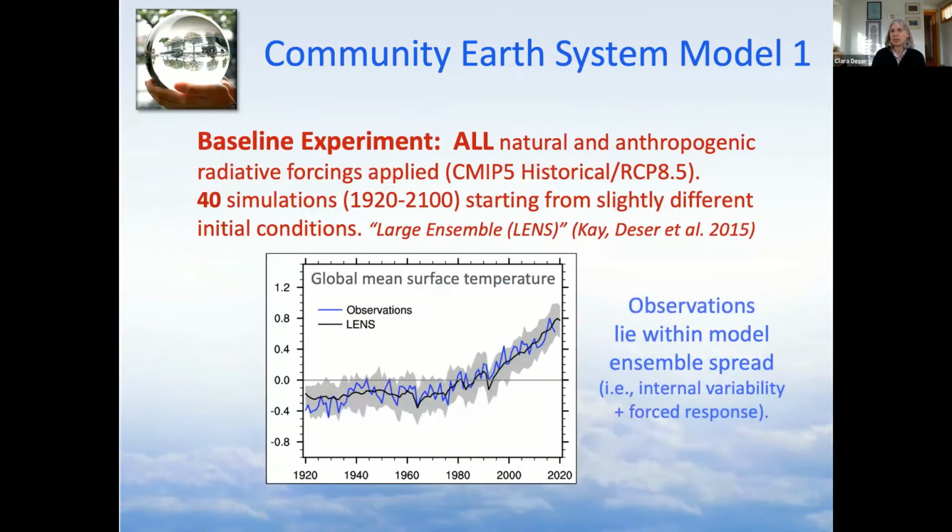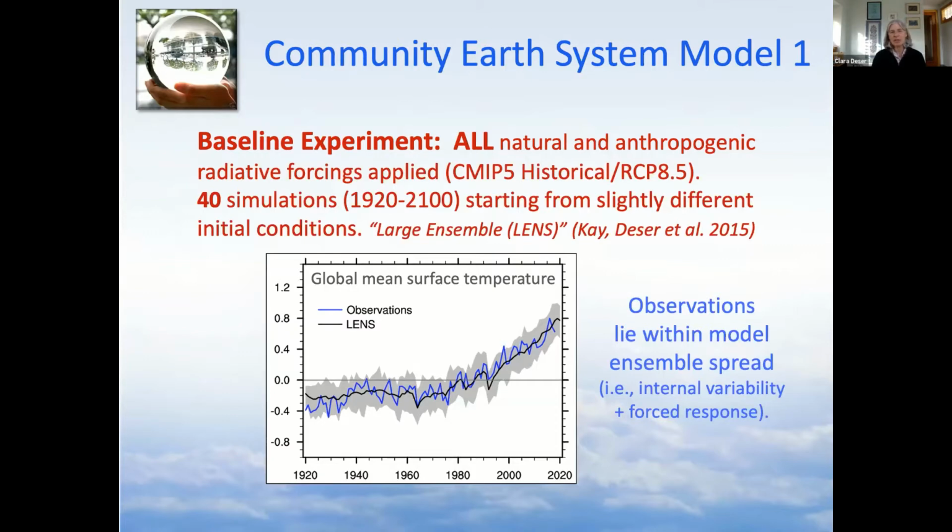Okay, so the experiments that we'll be analyzing, we begin with this baseline experiment, which was run about 6-7 years ago now. This is the so-called large ensemble. This was a set of simulations with this version of the model where all of the known natural and anthropogenic radiative forcings were applied, taken from the CMIP5 protocol for the historical and the future under the RCP 8.5 scenario. We ran 40 simulations for the time period 1920 to 2100, where each of the simulations begins from a very small perturbation to the atmospheric initial conditions. So that's what's referred to now as the large ensemble and written up in this Clara Deser paper.